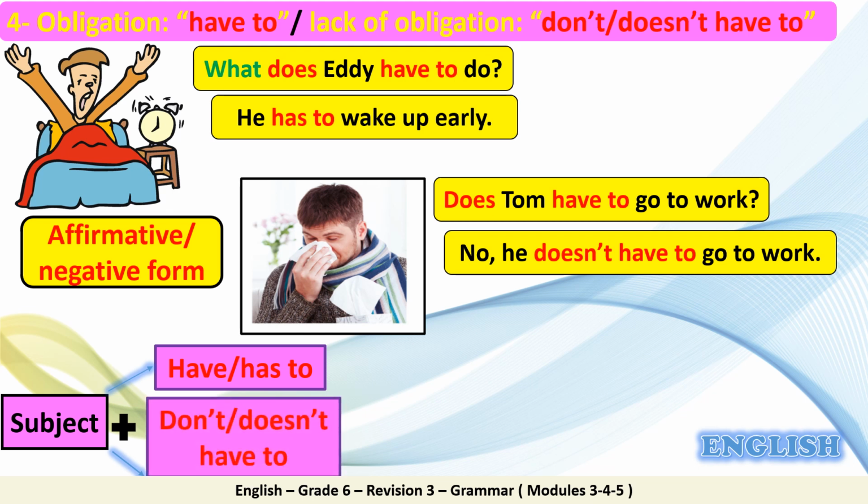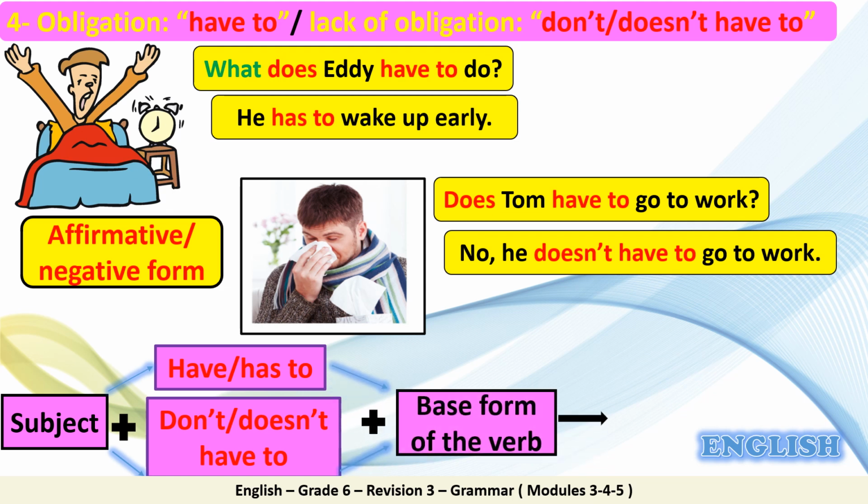After that comes the base form of the verb as usual, after have to and doesn't have to. And of course, we don't put any suffix on the verb.